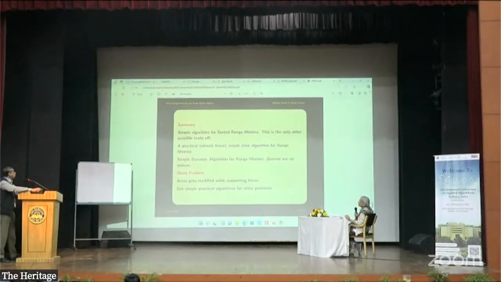So basically, I presented a very simple algorithm for the sorted range minima problem, and I showed that this is the only other possible trade-off. I also presented a practical, almost constant-time algorithm for range minima query. I wanted to present a simple dynamic algorithm, but I didn't have time for that. The significance of a dynamic algorithm is that queries are now on the indices rather than on the items. So we are saying, given i and j after insertion and deletion, what is the minimum item between them?